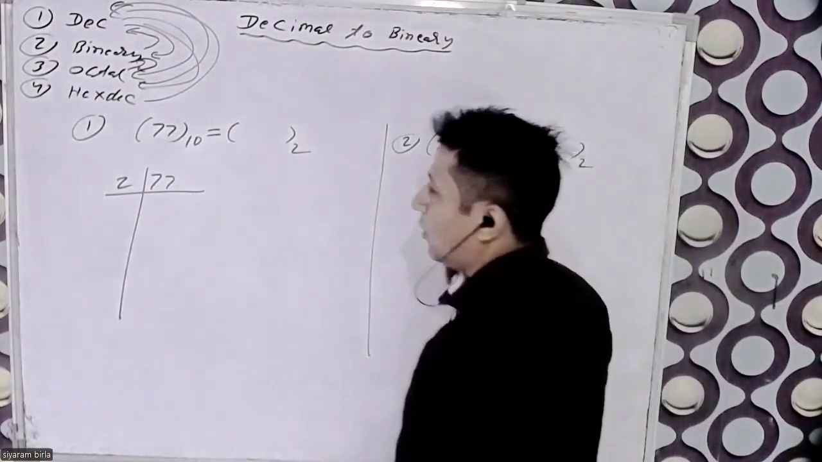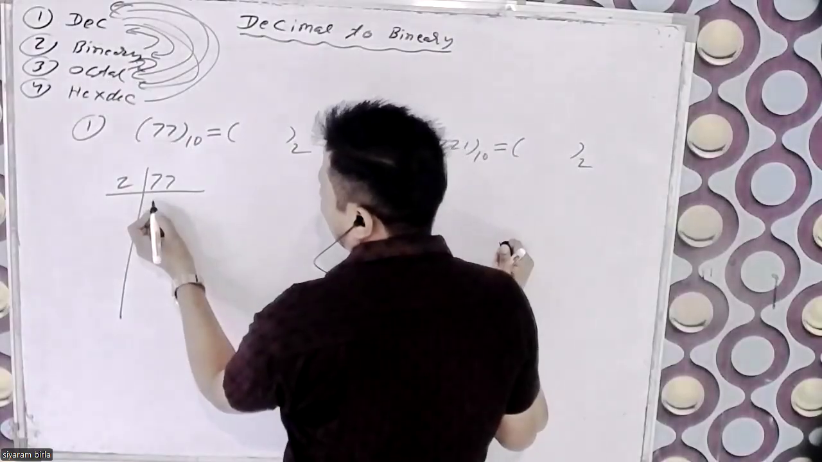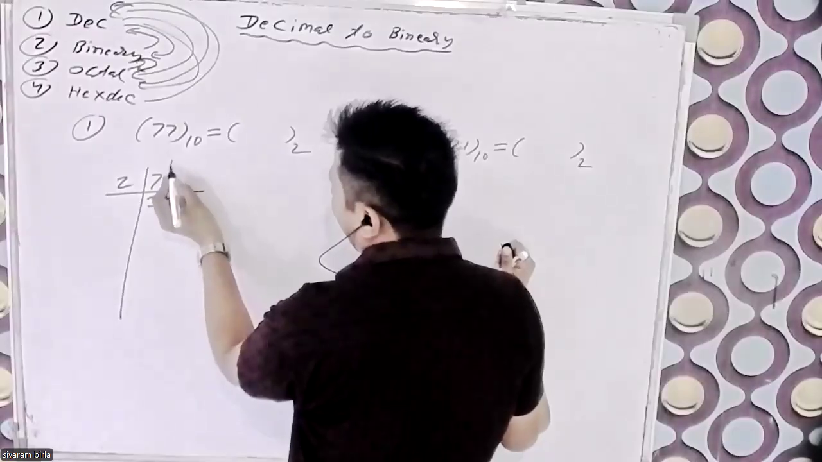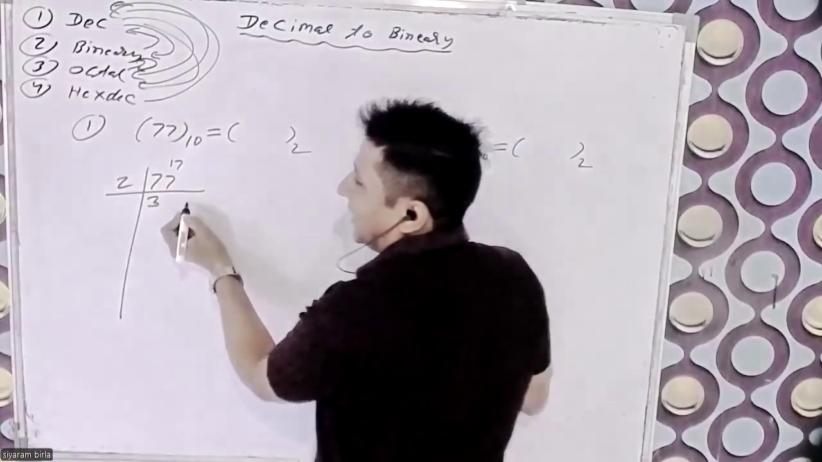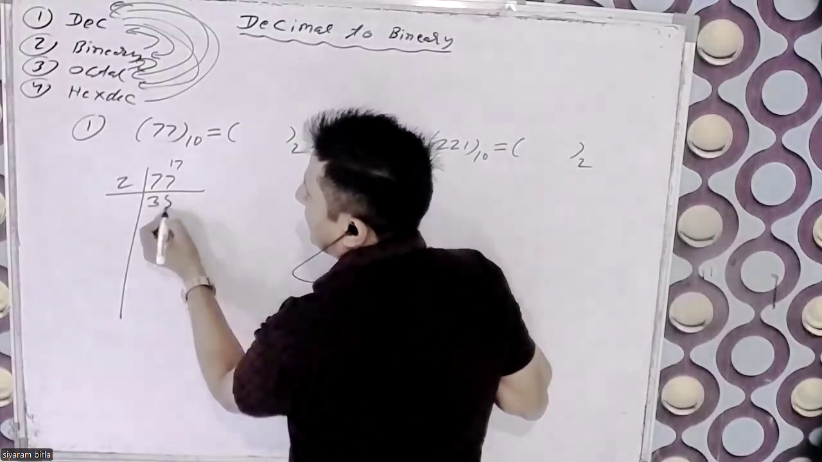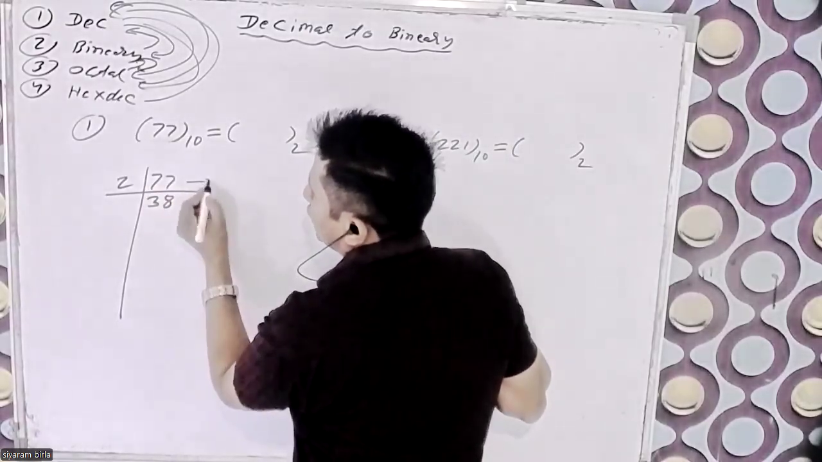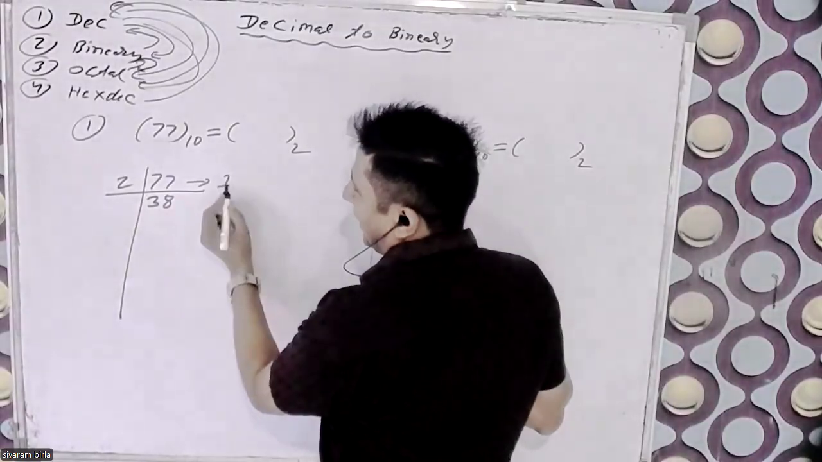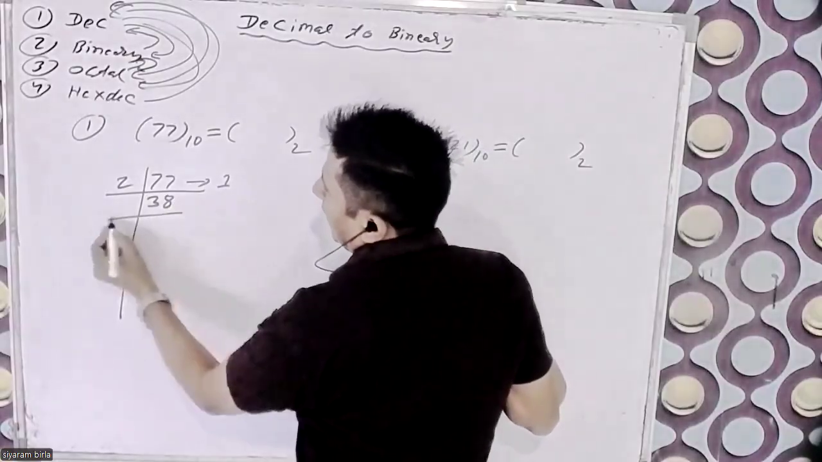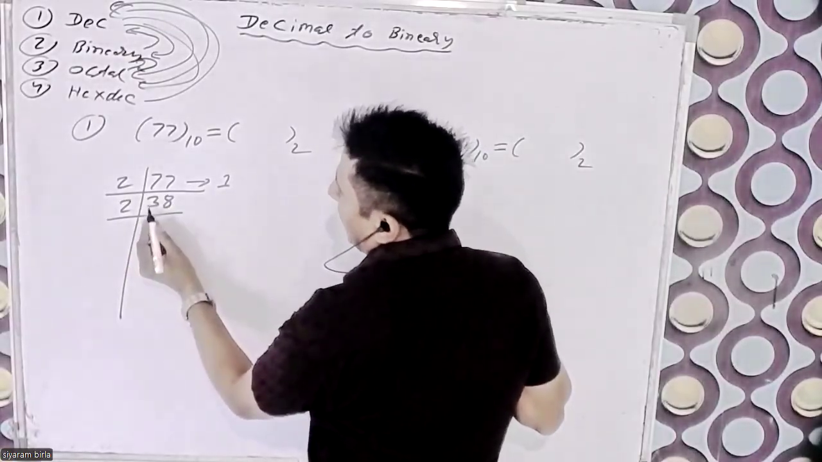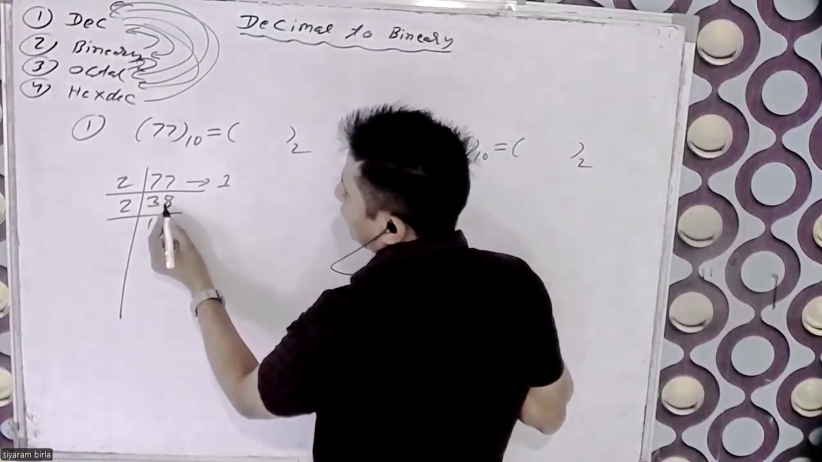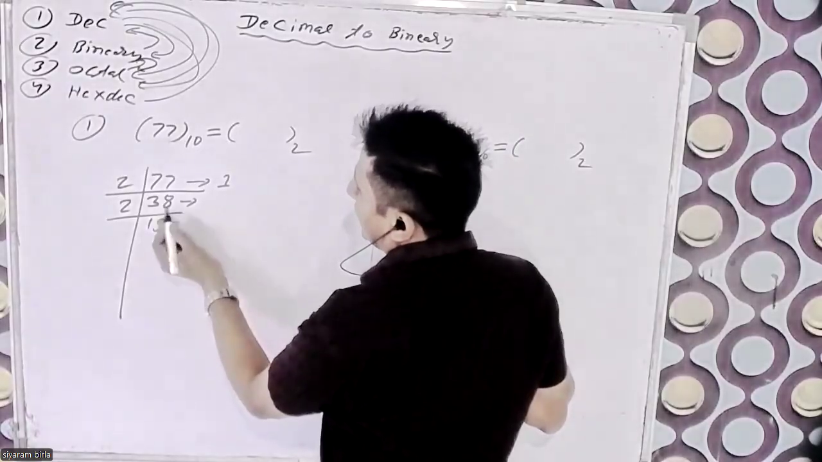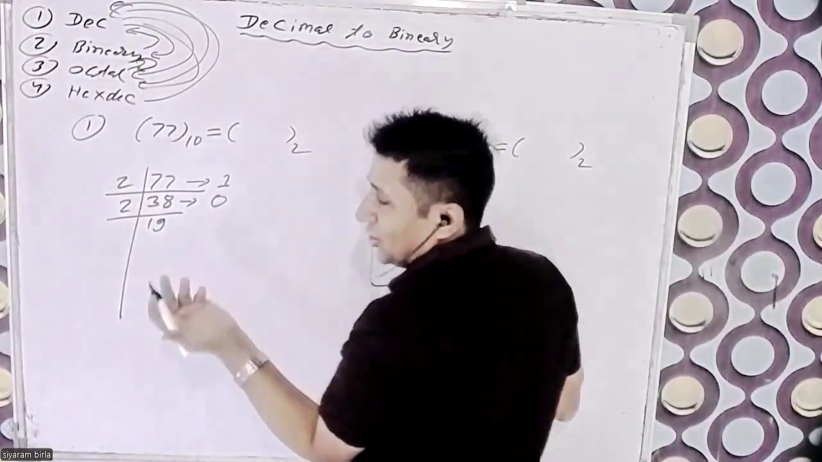Dividing by 2: 2 threes are 6, the remaining is 1, so 2 thirty-eights are 76, remaining is 1. It is not fully divided, so I write the remaining part here. Then 2 ones are 2, but 1 remains here. Then 2 nines are 18, there is no remaining part, so I mention 0.